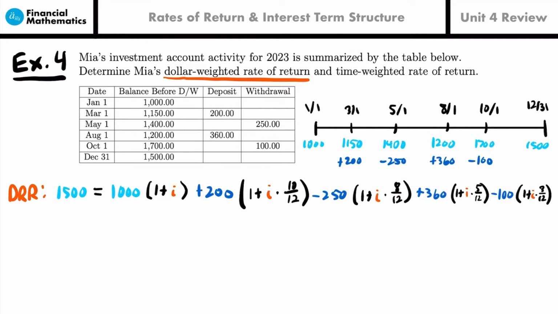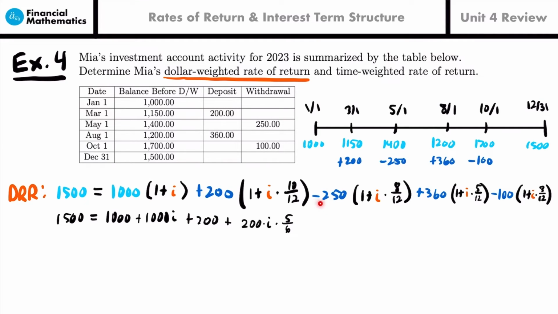Okay, so now all we have to do to calculate the dollar-weighted rate of return is to simplify this expression, for one thing, and then we need to solve for that dollar-weighted rate of return, which is I. Okay, so let's do that. The first thing I'm going to do is distribute this $1,000 through this quantity. So we're going to have 1,500 is equal to 1,000 plus 1,000 times I. Then I'm going to simplify these fractions here. 10/12 is the same as 5/6. So if we multiply 200 through this quantity, we'll have plus 200 plus 200 times I times 5/6.